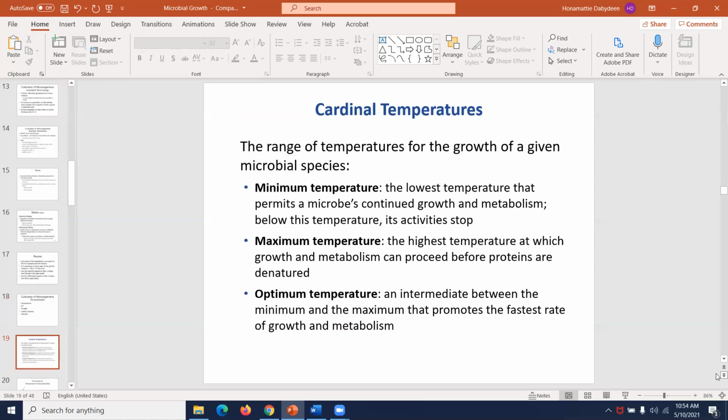Temperature, what we call cardinal temperatures. It's that range of temperature for the growth of a given species of microorganism. The minimum temperature, of course, as the name suggests, is the lowest temperature that will permit the growth. Maximum temperature is the highest temperature that will permit the growth. And optimum temperature, of course, is in between the two, but it is usually the most appropriate temperature, the temperature at which the organism will grow the best. So that's what we call the cardinal temperatures.